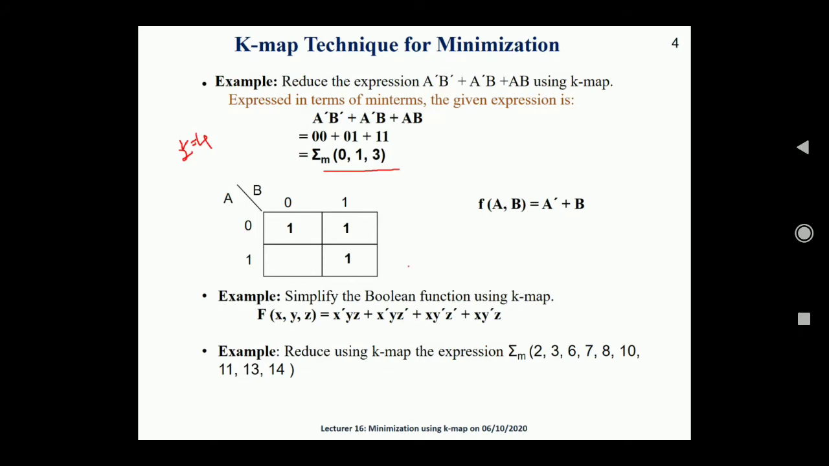4 cells. And from this particular expression, we know that only two variables are used. So here this one is A and this one is B. Horizontally 0, 1 lies in B, and vertically 0, 1 lies in A. Now from the min terms we are getting 0, 1, 3. So 0 means this particular cell we are considering as 0. This particular cell we are considering as 1. This particular cell as 2. And this particular cell as 3.